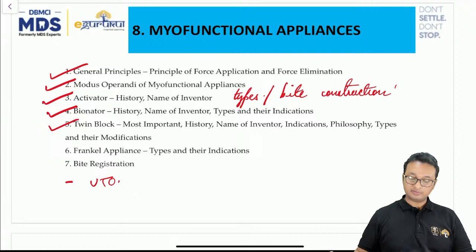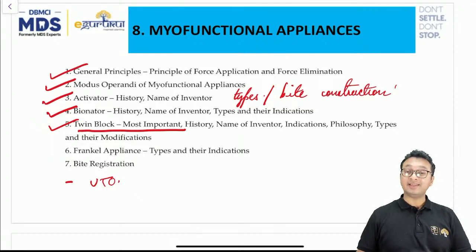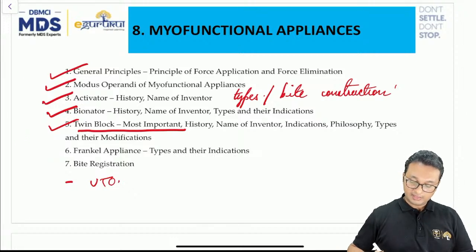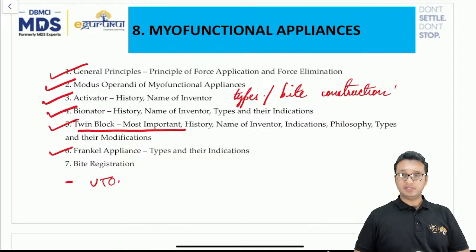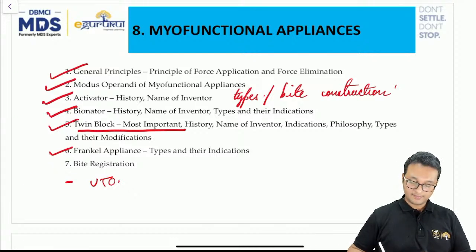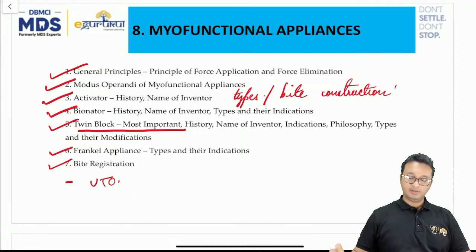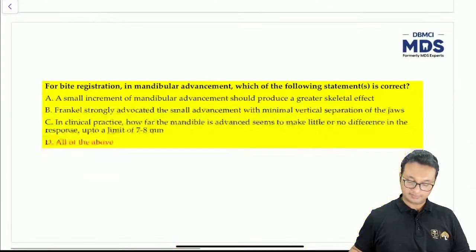Then twin block is one of the most important myofunctional appliances. History, again, name of the inventor, what are the indications, what is the philosophy behind, what are the types and the modifications. Then Frankel appliances, types and the indications. We have a table in your textbooks, whatever textbook you refer for orthodontics, most likely Balaji, Gurkirat Singh, Sridhar Premkumar. So you have the different types of Frankel appliances and the indications, and bite registration I told you about. So these are the different topics, subtopics you have to remember, you have to understand from myofunctional appliances.